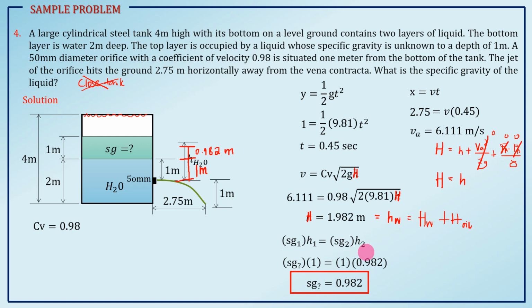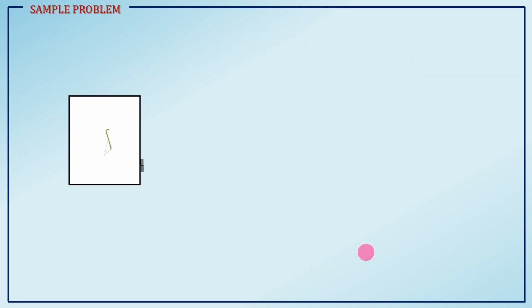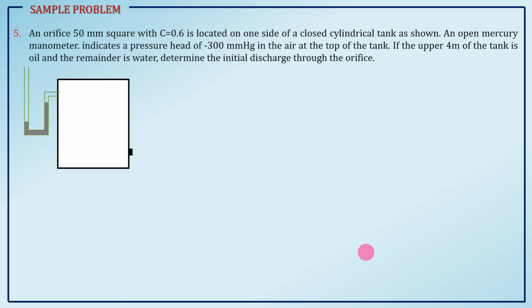Ayan. So, bigay pa tayo ng isang sample ng tank na may orifice and we have 2 different liquids na nasa loob. But this time, closed tank naman. Kanina kasi open tank. So, an orifice, 50 millimeter square, with C is equal to 0.6 is situated on one side of a closed tank as shown. Andito yung orifice natin.